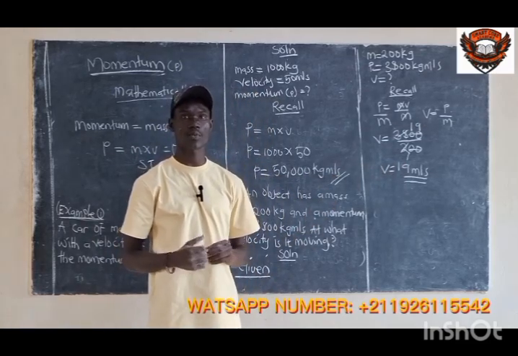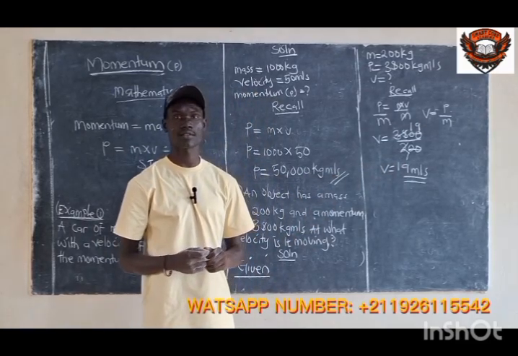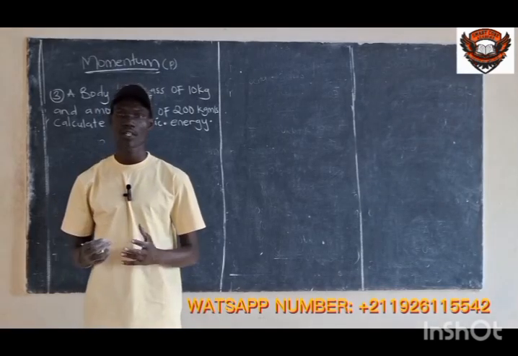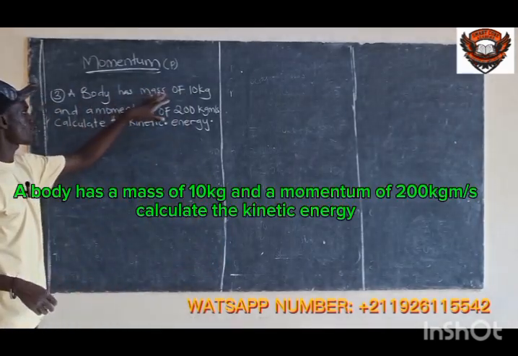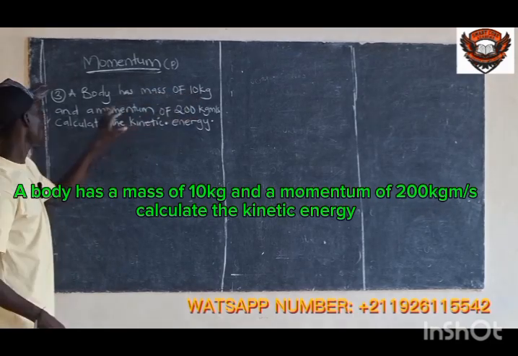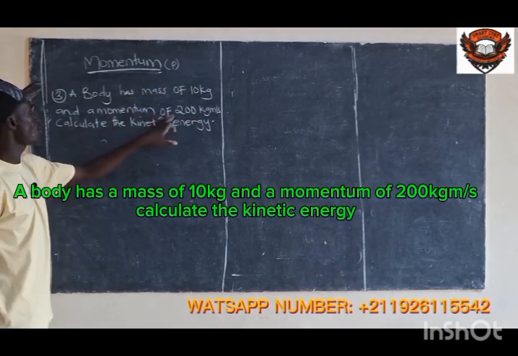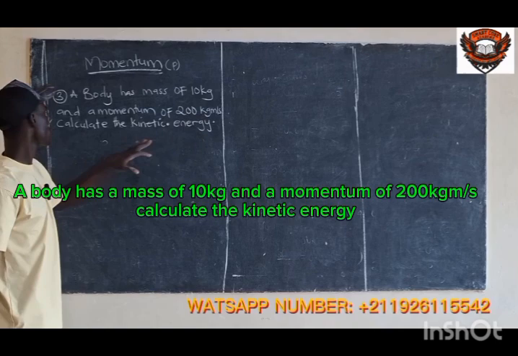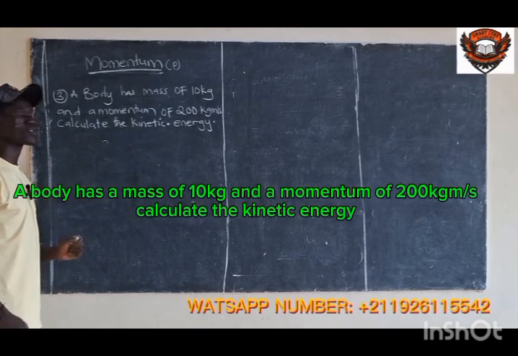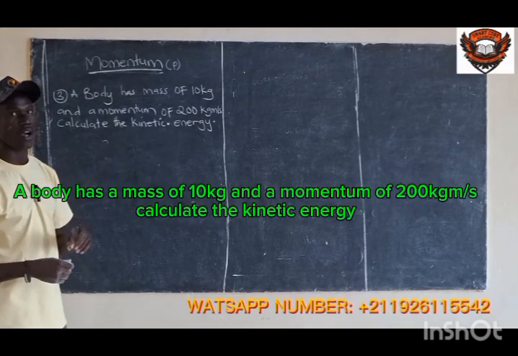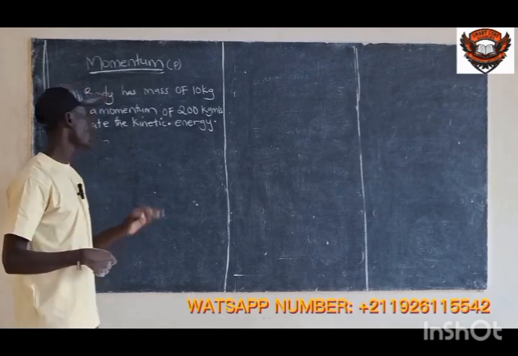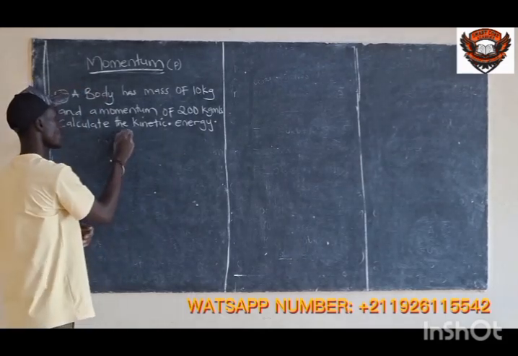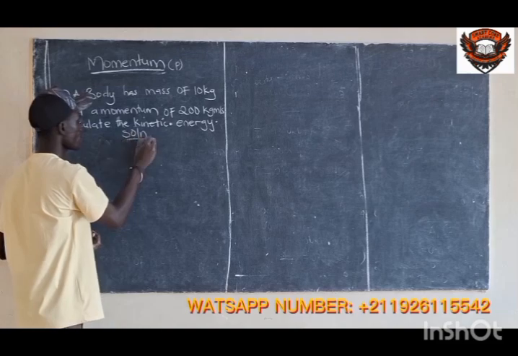Finally, the last example of this class. This is example 3 under momentum. A body has a mass of 10 kilogram and a momentum of 200 kilogram meters per second. Calculate the kinetic energy. Here we are going to calculate the kinetic energy, which is the energy possessed by a moving body.